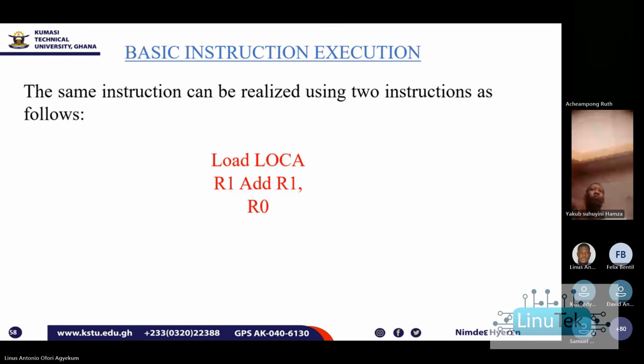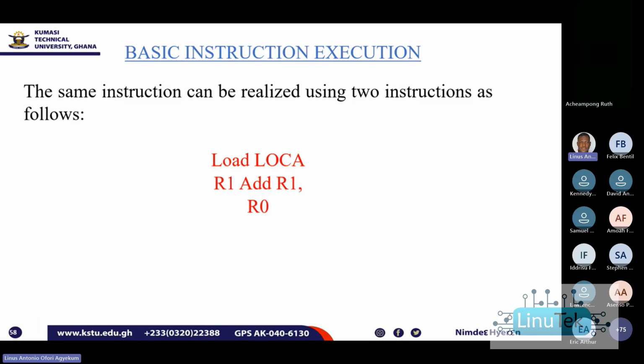So the operands are loaded from the memory into the processor, and the addition is done within register 1, where you have two operands being fetched. Then when they are added together, their output is stored in register 0. So this is basically an explanation of basic instruction execution, or how instructions are executed.